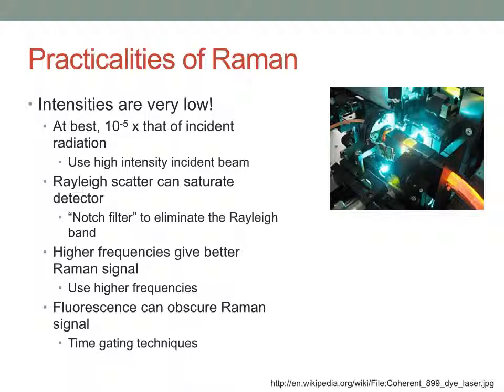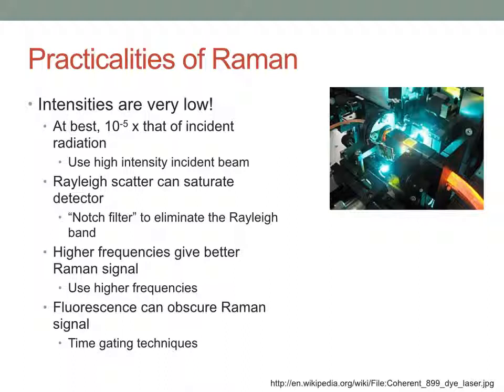So how do we stop this incident wavelength saturating my detector? We use something called a notch filter, and a notch filter is just there to eliminate the same wavelength of light as goes in. It just acts at that particular wavelength, or all wavelengths shorter.